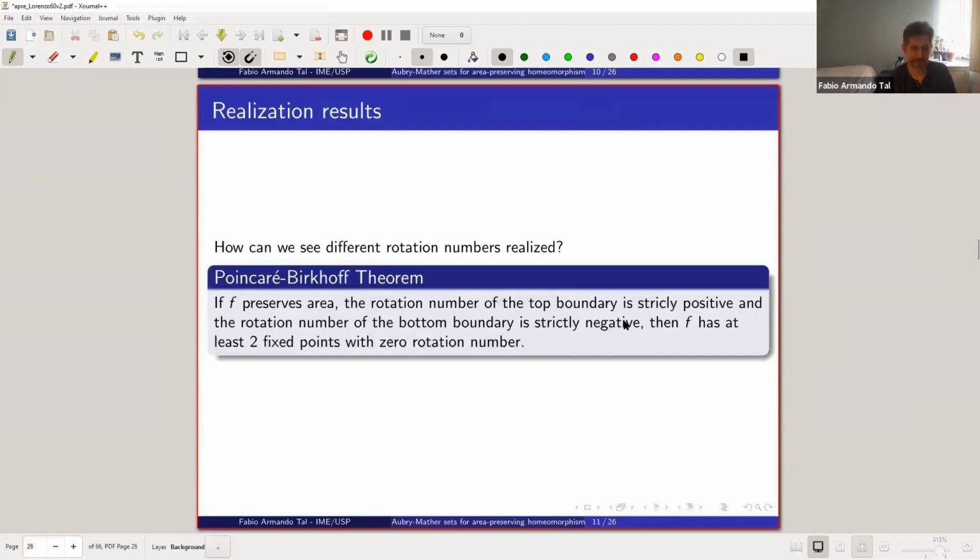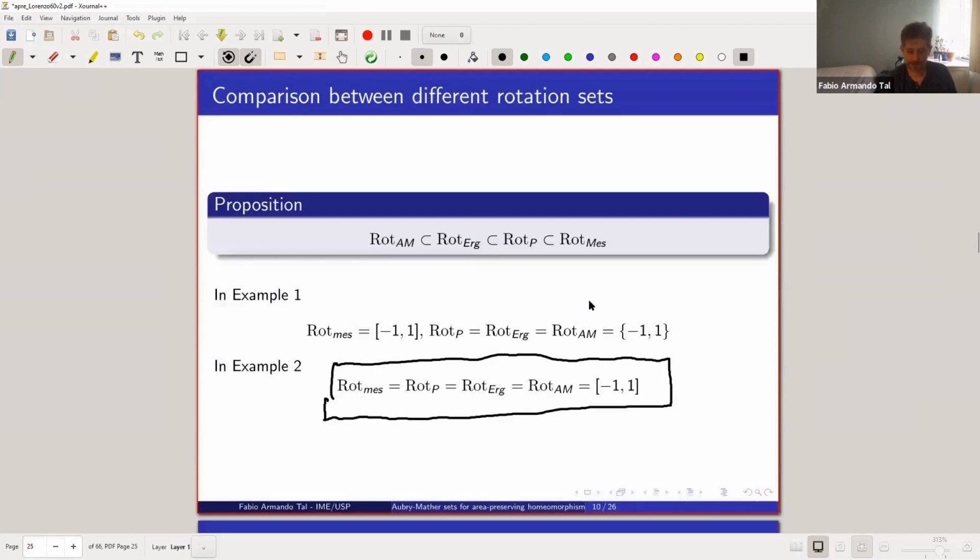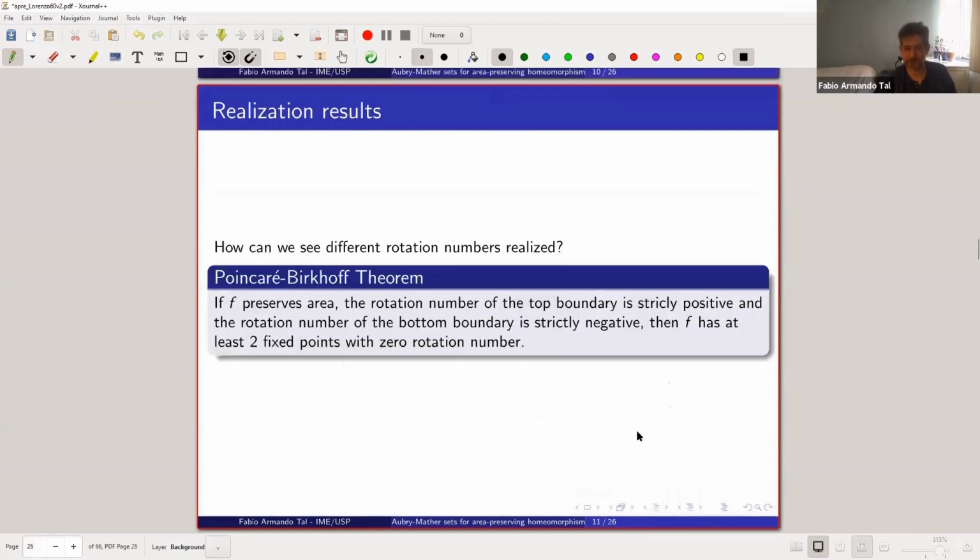Okay, and the first example was the read flow, the type of read flow. This one was just the bent twist. The second one was the bent twist. Okay. So the first example was dissipative. The second example was area preserving. And the idea is to say, okay, if you are in the area preserving case, this is what's going to happen.